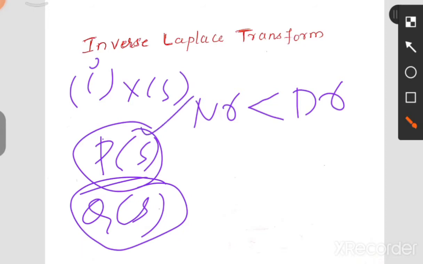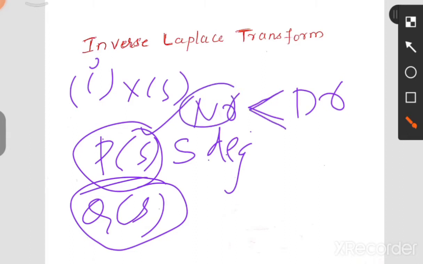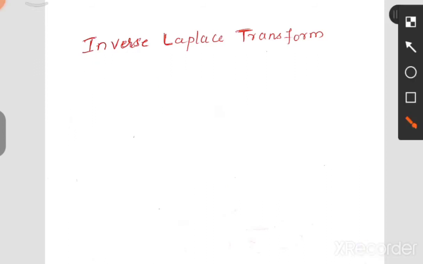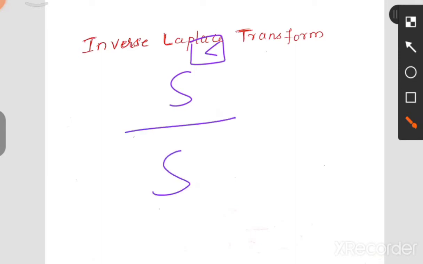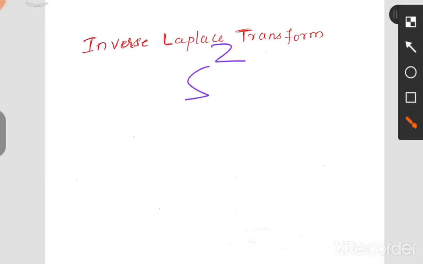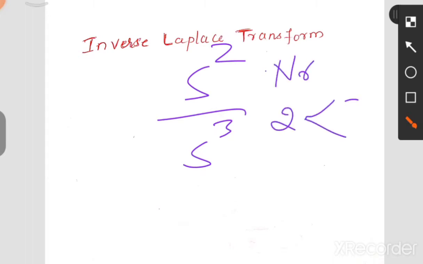The degree of the numerator should be less than the degree of the denominator. Okay, it means the degree should be less in the numerator as compared to your denominator. Suppose if it is s square by s cube, it holds good, because the numerator degree of s is 2, which is less than 3.